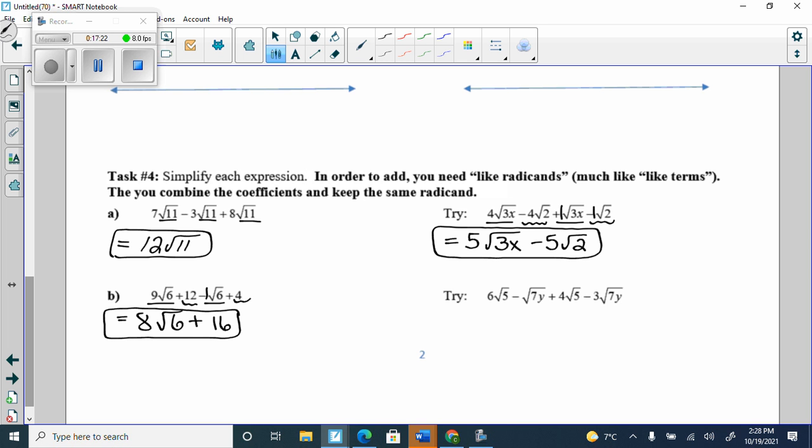Now that's when I can only put the root 5's together and the root 7y's. So 6 root 5 plus 4 root 5 is 10 root 5. Minus 1 root 7y minus 3 root 7y's is how many? Minus how many root 7y's? 4.